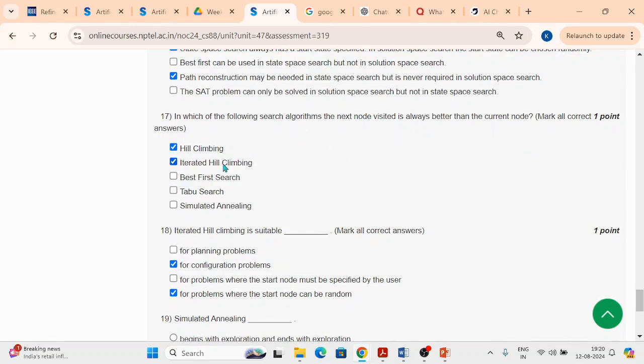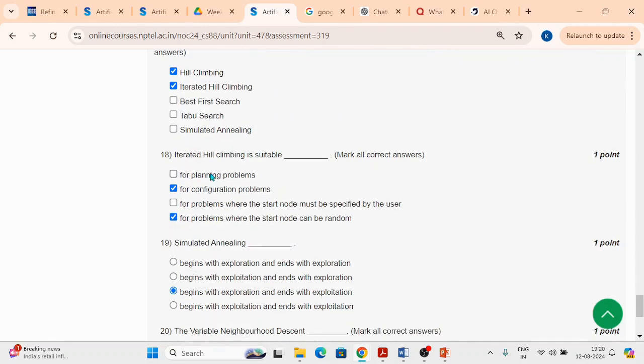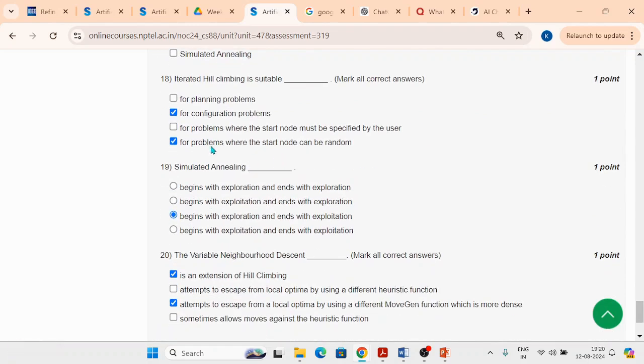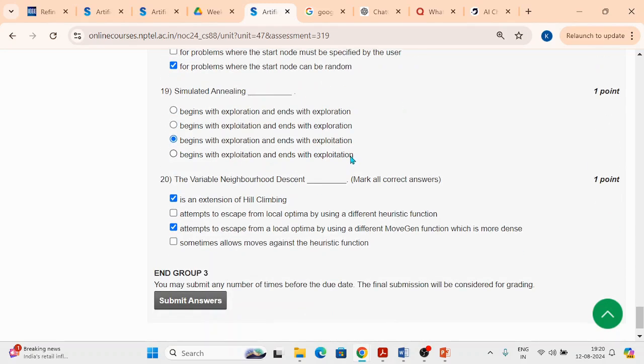In which of the following search algorithms is the next node visited always better than the current node? Already we saw hill climbing and iterated hill climbing. Next, iterated hill climbing is suitable for configuration problems and problems where the start node can be random. Next, simulated annealing begins with exploration and ends with exploitation. Coming to the fifth 20, variable neighborhood descent is an extension of hill climbing, and it attempts to escape from local optima by using different moves and functions which are more dense. Okay, thank you.